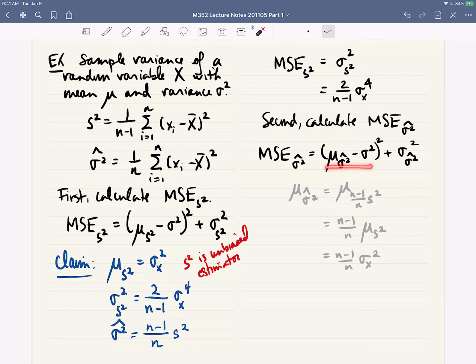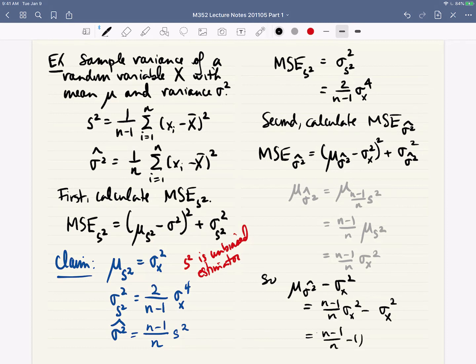But now let's look at this difference. So the bias is, okay, we just calculated this, and we're going to subtract the variance. And what do we get? Well, n minus 1 over n minus 1 times our variance. And I don't have much room, but you can check. It's minus the variance squared over n.